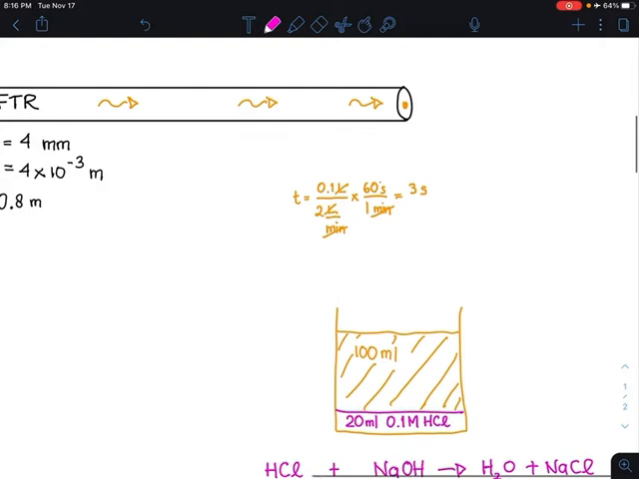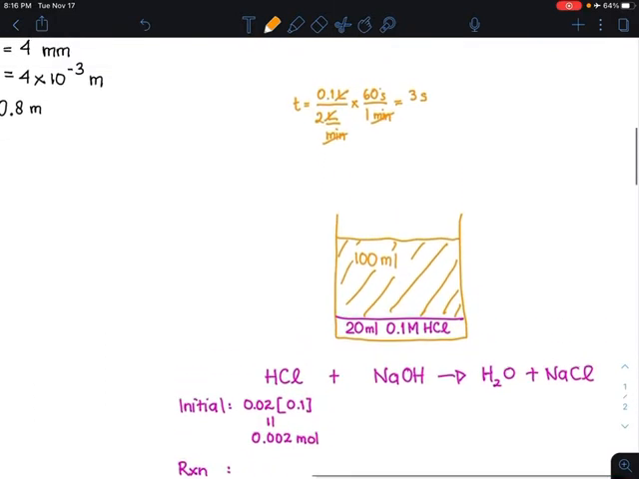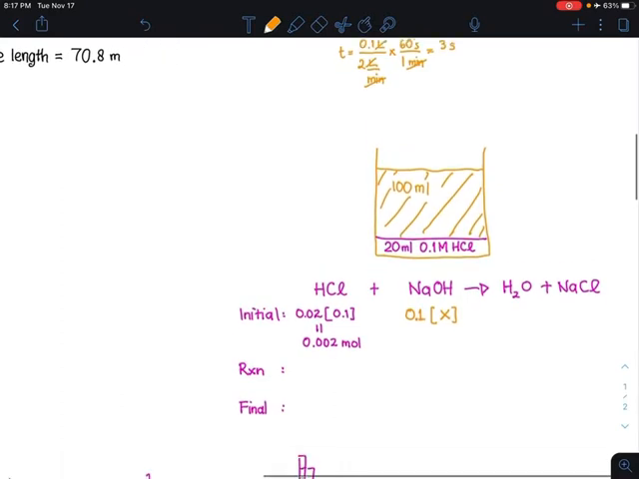How about the sodium hydroxide? Let's say at this point the concentration of sodium hydroxide, usually denoted CAL, is equal to X. That means the mole of sodium hydroxide inside this 100 milliliter will be 0.1 liter, because 100 milliliter is 0.1 liter, times the concentration X. That is the initial amount of sodium hydroxide.